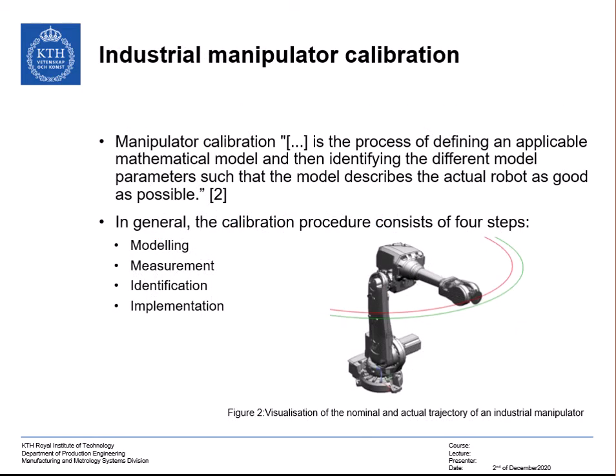Industrial manipulator calibration. Industrial manipulator calibration is the procedure of defining a mathematical model, modeling phase, with model parameters that are characteristic for the capabilities of the robot. Then the actual robot is measured, measurement phase, and its model parameters are identified, identification phase. The information can be used to optimize the capabilities of the robot, implementation phase.